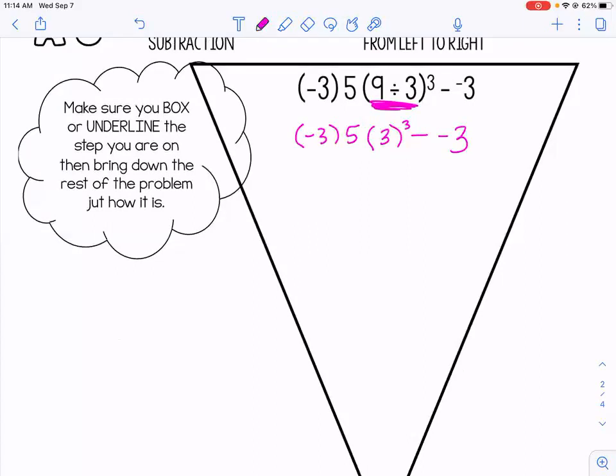Now, what comes next? Corin, what did you and Bronson decide? Needed to come second. The exponents, okay? 3 cubed means 3 times 3 times 3, which is 27.